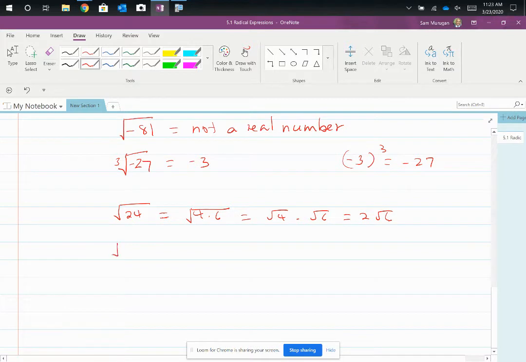Or if we're trying to find the square root of 50, this is the square root of 25 times 2, which is the square root of 25 times the square root of 2, or 5 square root 2. And square root of 10, since 10 is 2 times 5, cannot be simplified.